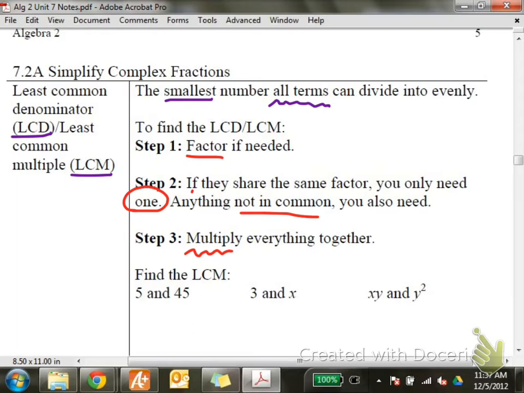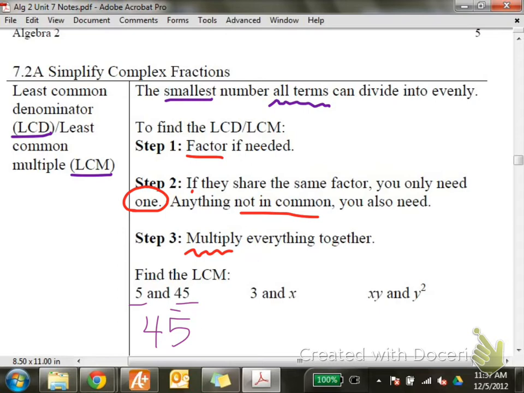So I want you to find the LCM of 5 and 45. A lot of people get LCM confused with greatest common factor. We're not looking for factors, we're looking for multiples. So what number do both 5 and 45 go into? The smallest one. 45. 45 divides into 45, and 5 divides into 45. So we are looking for the smallest one that both divide into.